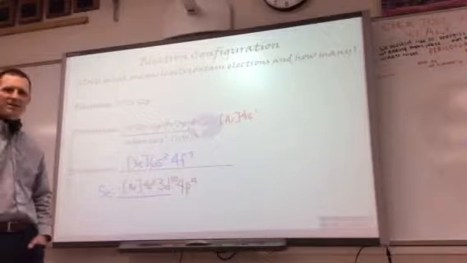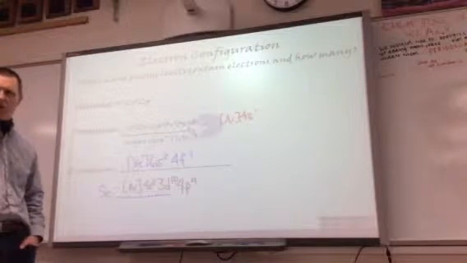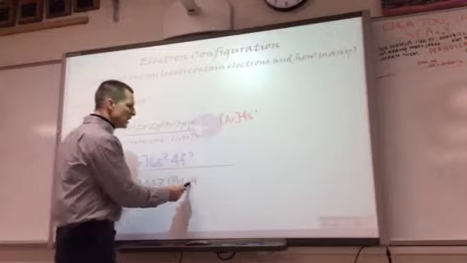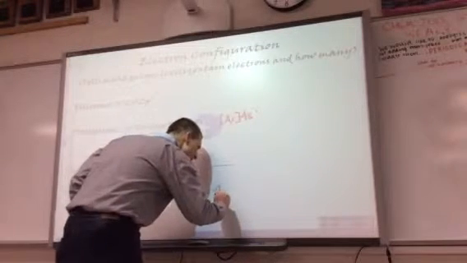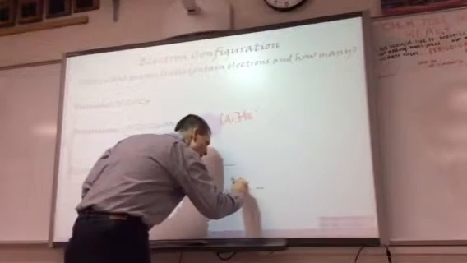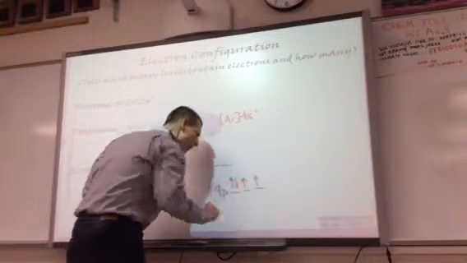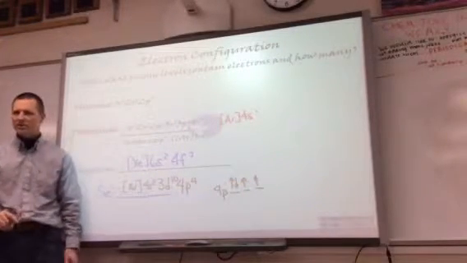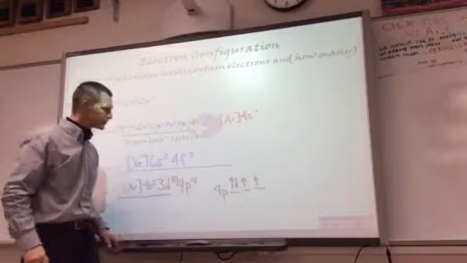How many unpaired electrons in selenium? 2, right. In that 4p would be like this. 1, 2, 3, 4. Yes? 2 unpaired electrons.